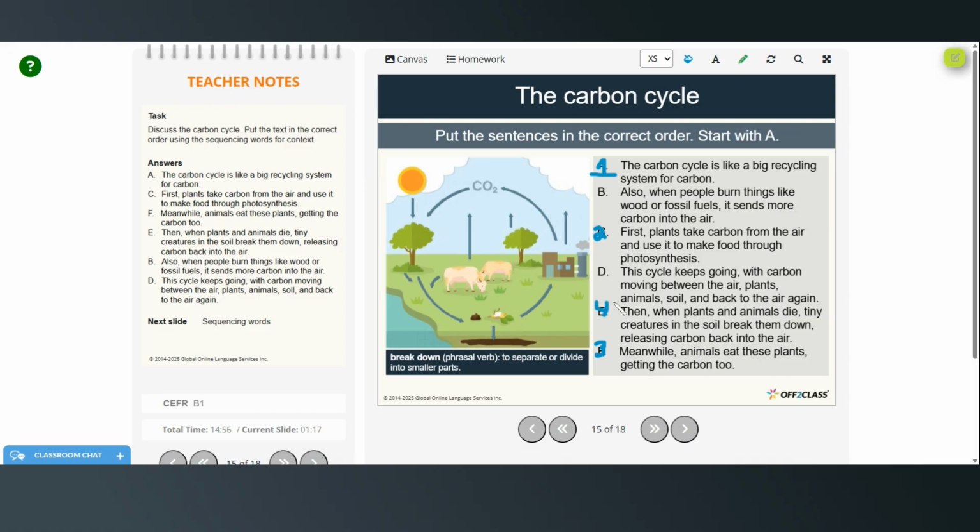Then, when plants and animals die, tiny creatures in the soil break them down, releasing carbon back into the air. And then number five is B. Also, when people burn things like wood or fossil fuels, it sends more carbon into the air. And six is D. This cycle keeps going with carbon moving between the air, plants, animals, soil, and back to the air again.